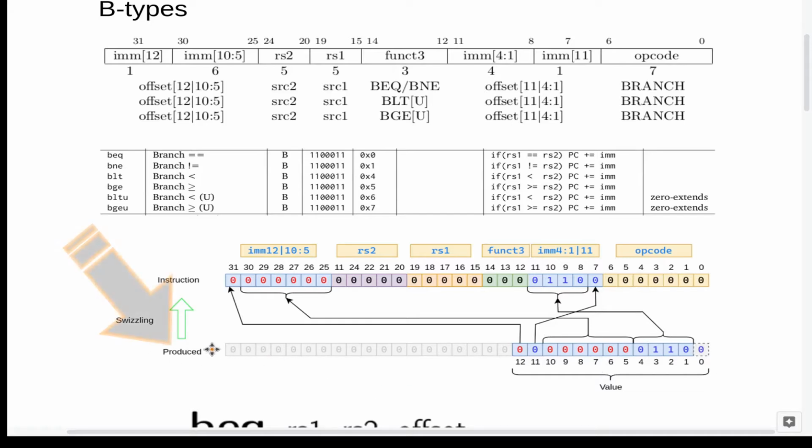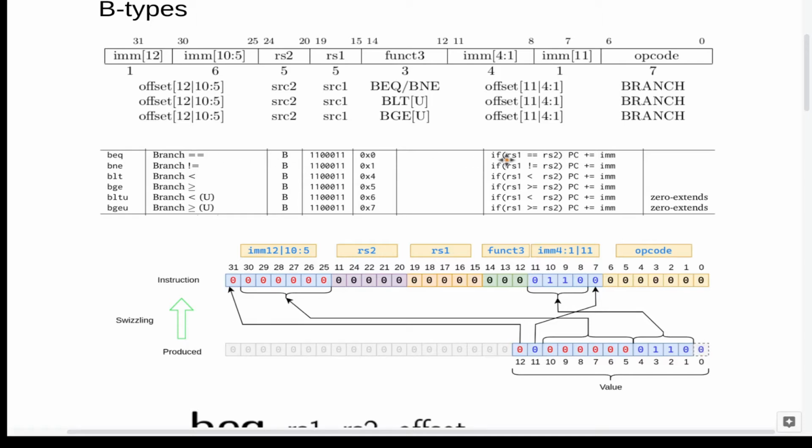This row right here is the produced value, but it isn't what goes into the instruction. We have to pull out various bits of it and swizzle them into position in the instruction itself. And I've labeled the numbers as to where they're coming from. And we always drop off the lower bit because we're half byte aligned on the branch type instructions.